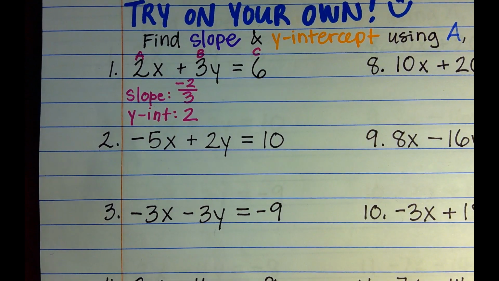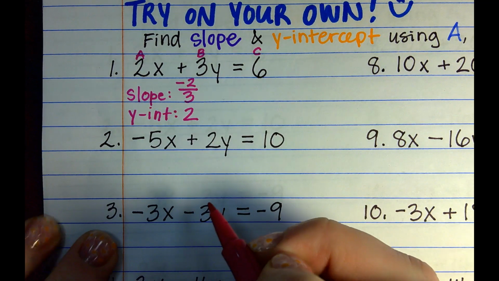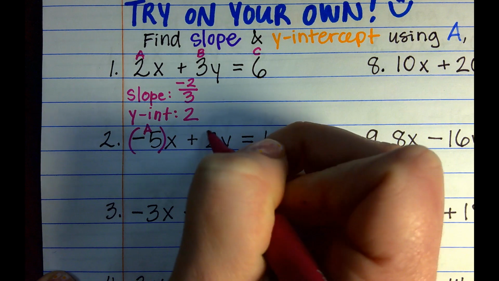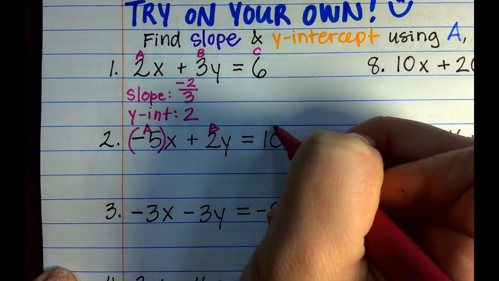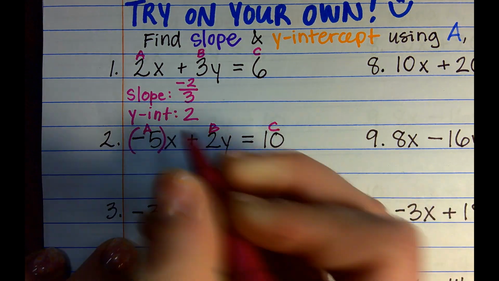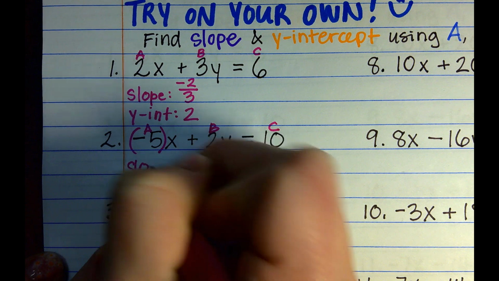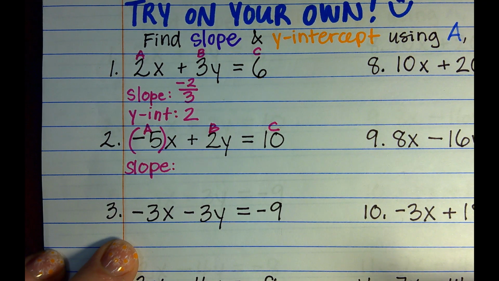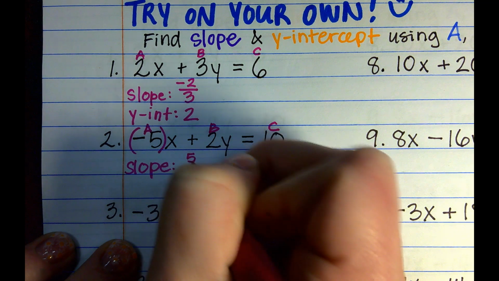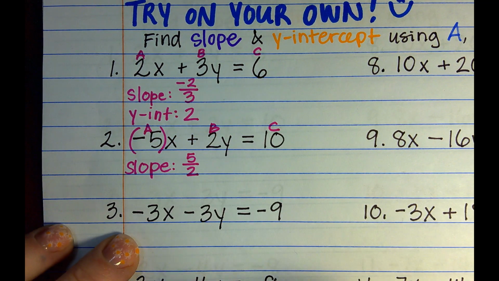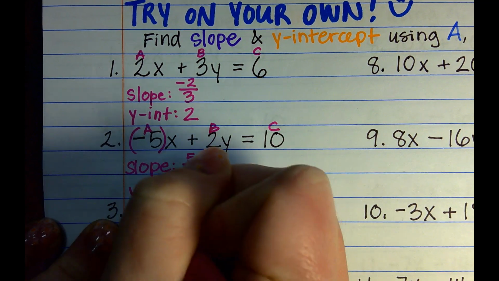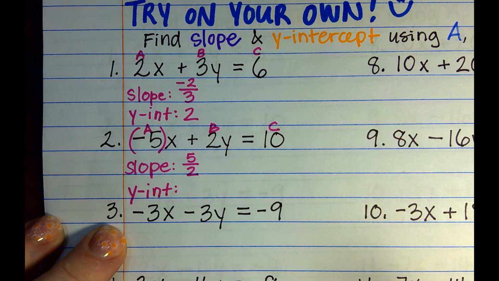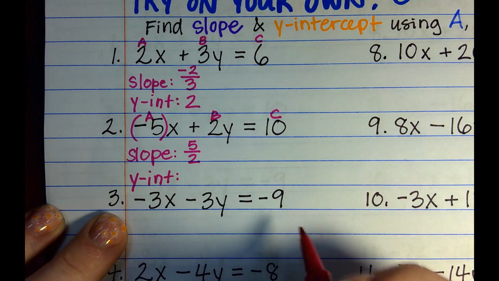What is our A, B, and C? A is -5, B is 2, C is 10. Okay, so using -A over B for our slope, what's our slope? 5 over 2. Good. That is positive 5 over 2. Remember, we flipped the sign for our A in our slope.